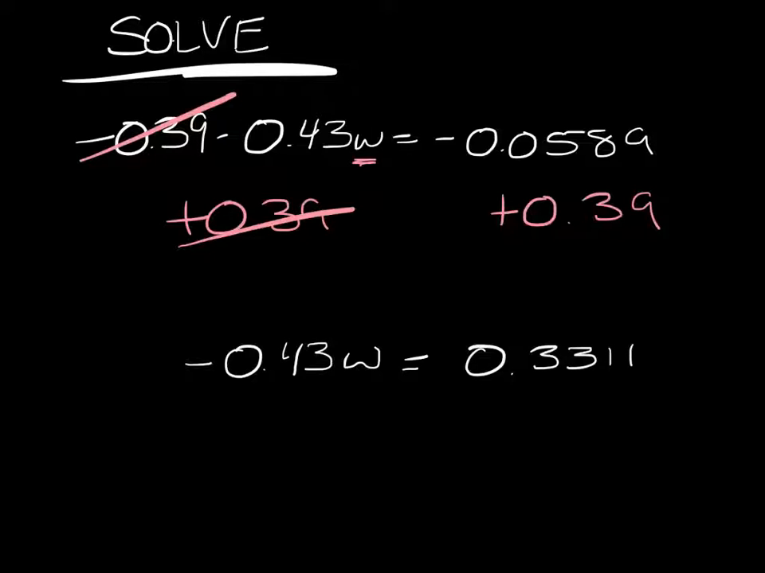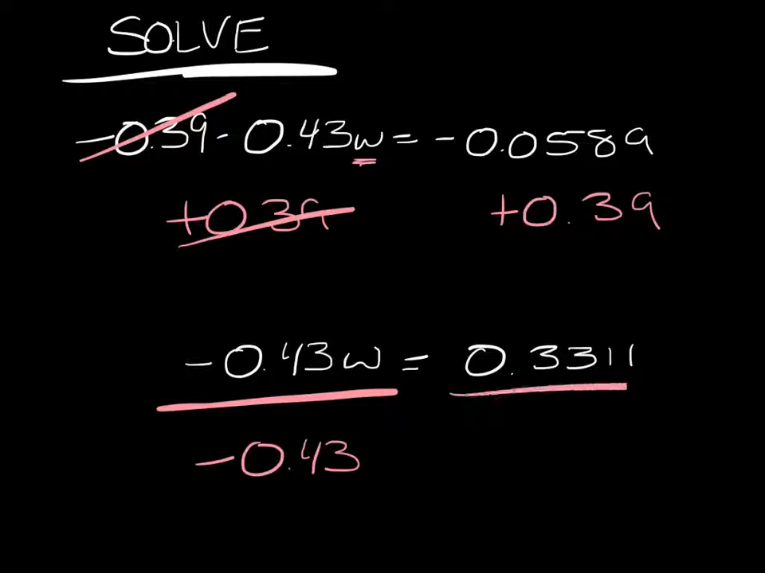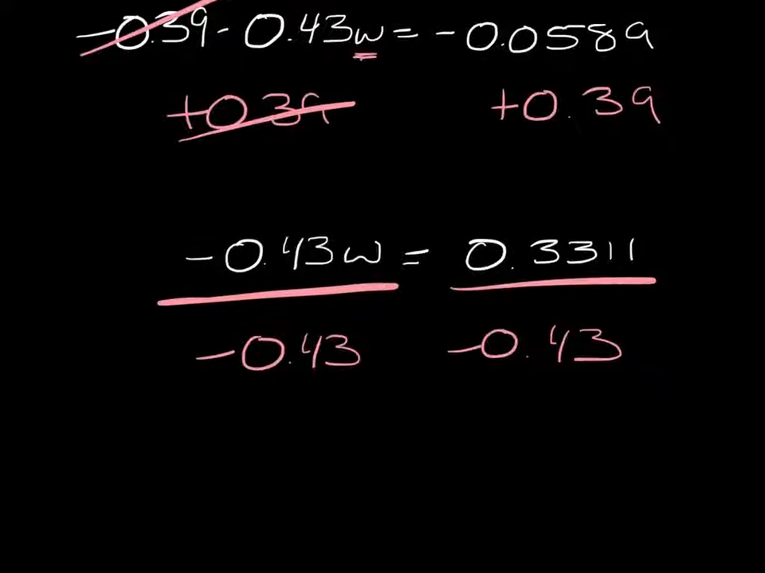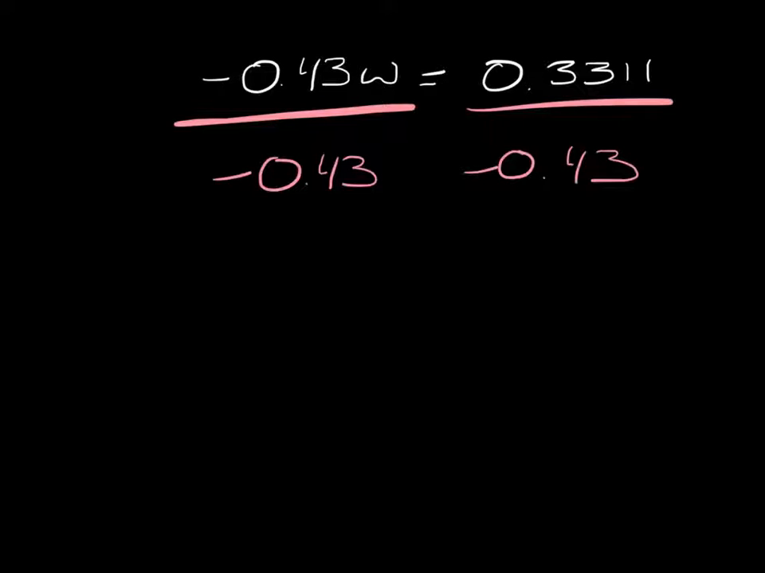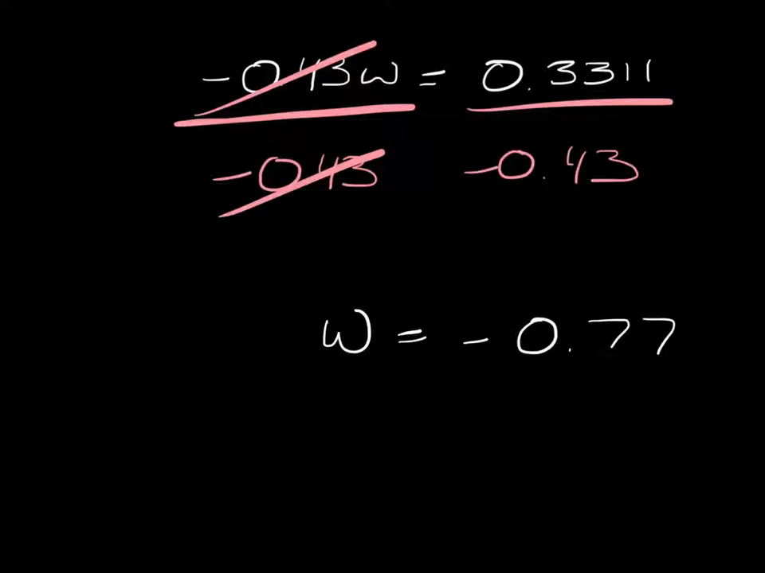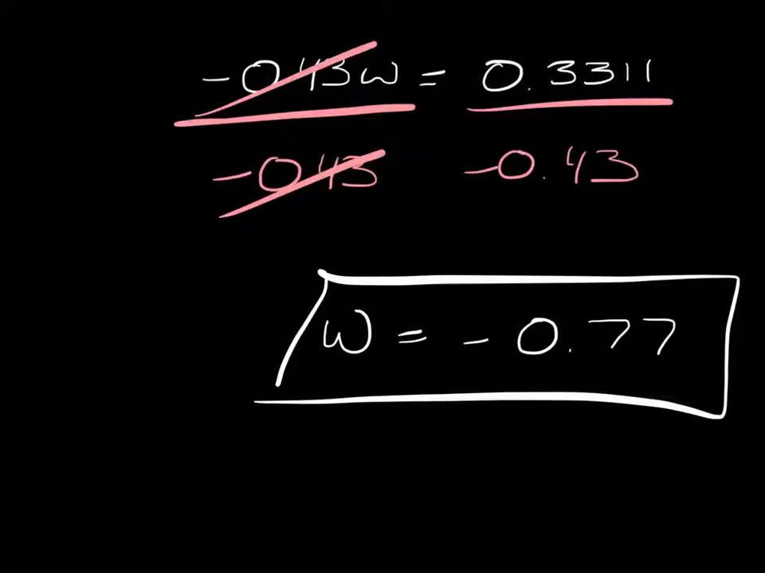0.3311. Then to isolate the w, what I'm going to do is divide both sides by this negative 0.43 to both sides of the equation. Again, happy that I get to use my calculator to perform this, but that division there is why I do that, to cancel out this multiplication by negative 0.43, and I get w equals negative 0.77. This is my solution to the equation because I've isolated my variable.